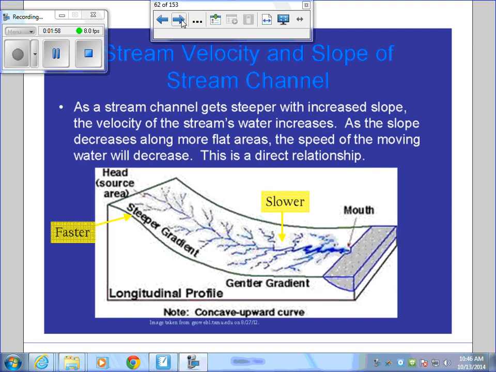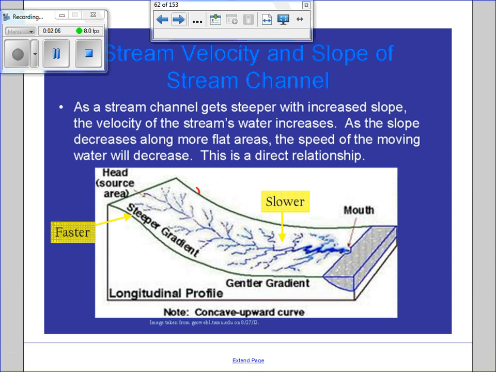Stream velocity is also related to the slope, right? The gradient, the steepness of the channel. The steeper the slope, the faster the water will go. So if you look at the diagram down below, in the beginning part of this stream, because it's so steep, the water will go faster. When you get a gentle gradient, the water will go slower. So there is a connection, again, another direct relationship between the gradient, the slope, and the speed of the water, the velocity.